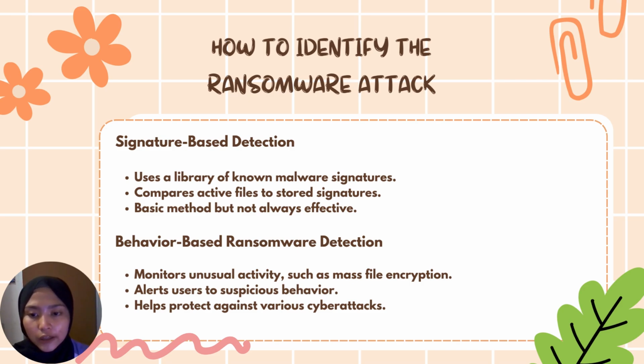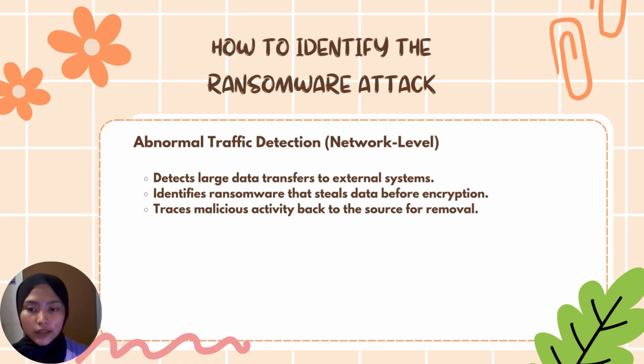This method is more effective because it can detect new attacks even if they are not in a malware signature database. The last one is abnormal traffic detection at the network level. This method monitors network traffic to detect anything unusual. If it sees a large amount of data being sent to an unknown external system, that's a red flag. Some ransomware doesn't just lock files, it also steals data before encrypting it. The system helps catch those threats early. Plus, it can trace the attack back to its source, making it easier to remove the malware before it causes more damage.